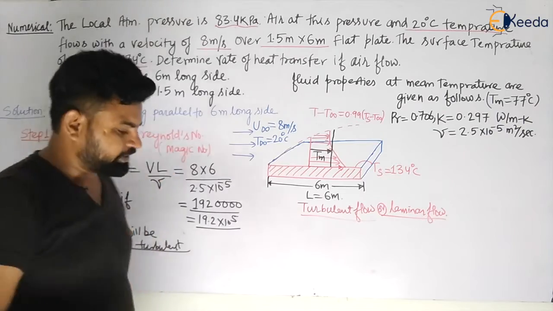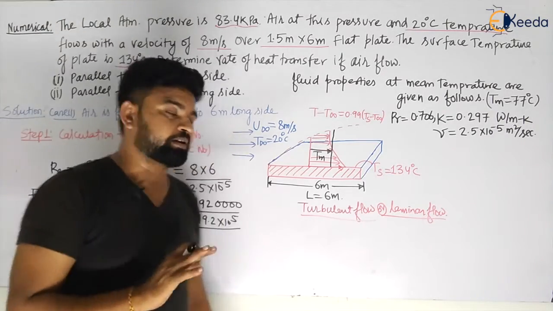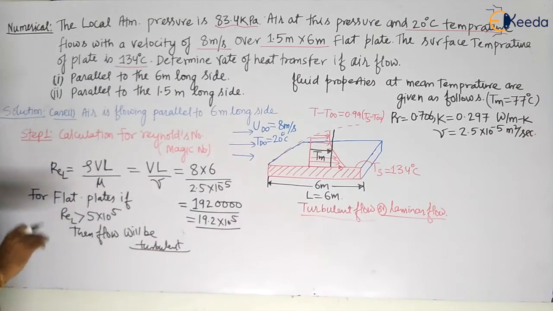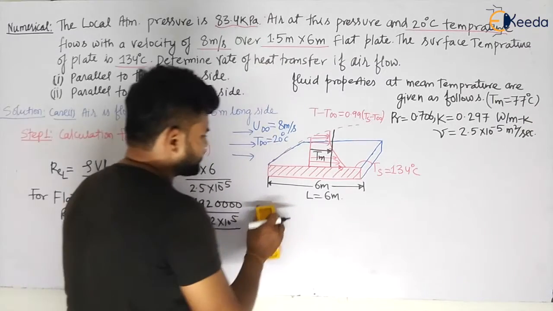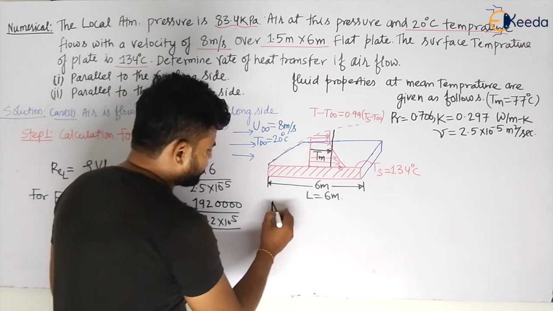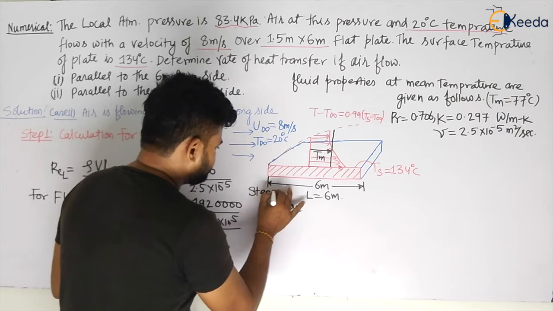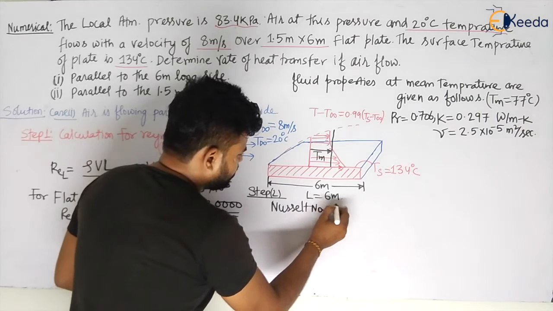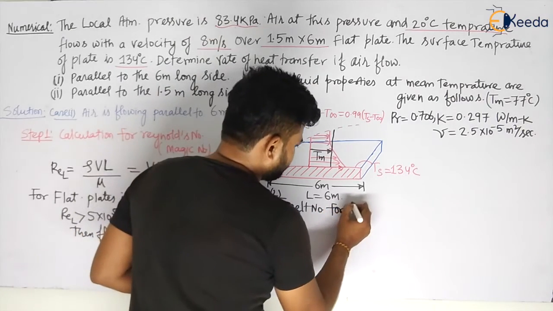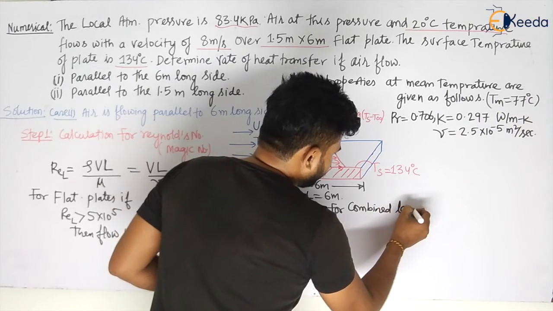Now the second step will be your calculation for the Nusselt number. So what will be your Nusselt number, my dear students? Let us calculate the Nusselt number first. So, the Nusselt number for turbulent flow, that is your second step, my dear students. Step second, Nusselt number for turbulent flow or combined laminar and turbulent flow, we have seen.